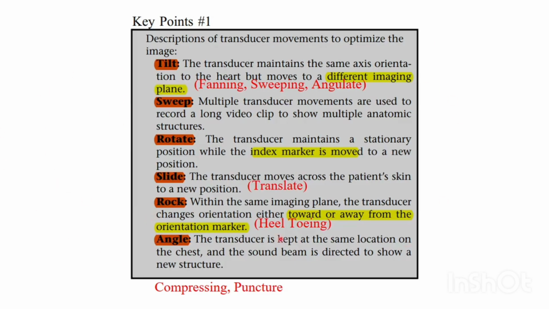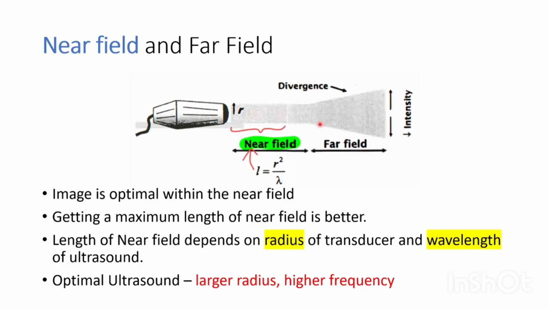Our 2019 AAC guideline gives all these movements in a table form. However, these terminologies were not there. I have included all these terminologies also. These are the various other terms which we can use. That is for tilting, fanning, sweeping, angulating, all means the same thing.